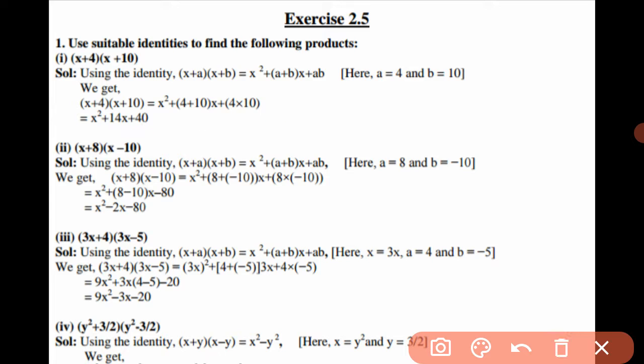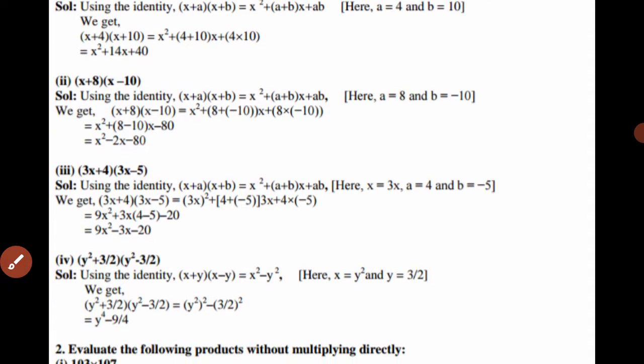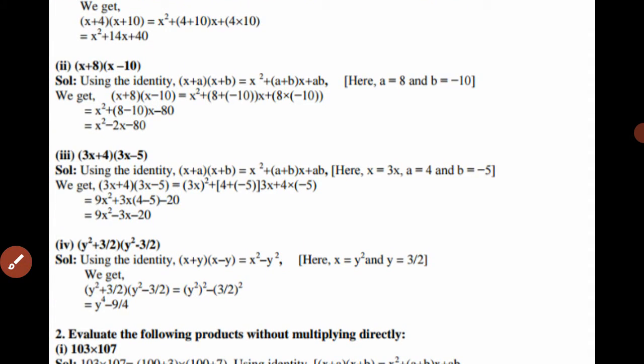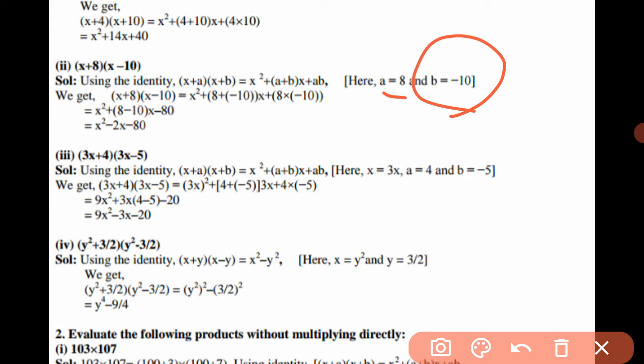So in the same way we can do the second part also. In the second part also, (x plus 8)(x minus 10). So here the value of a will be 8 and the value of b is minus 10. So by putting the values of a and b in the same identity, that is (x plus a)(x plus b), that is equal to x square plus (a plus b)x plus ab.